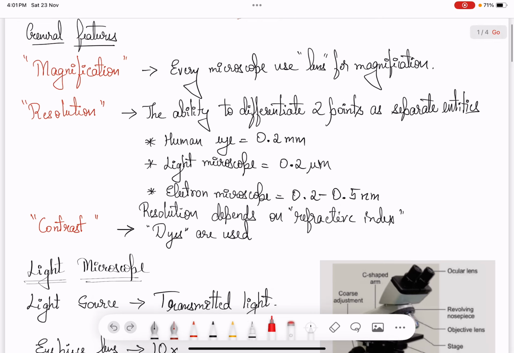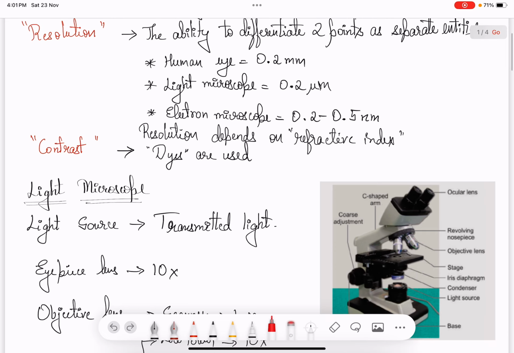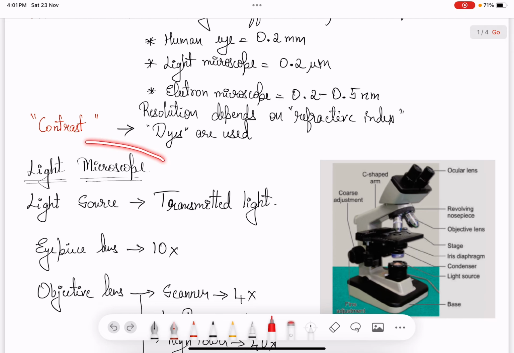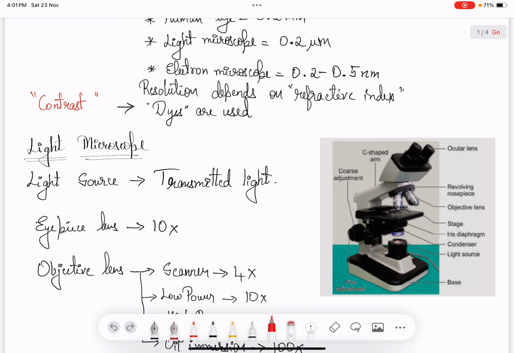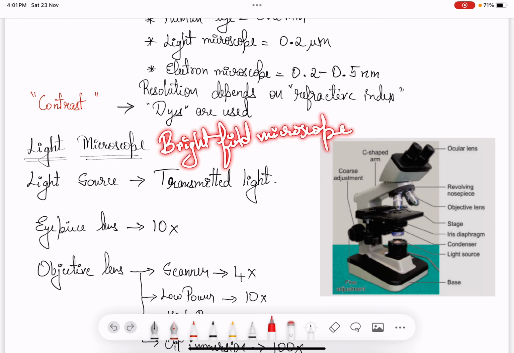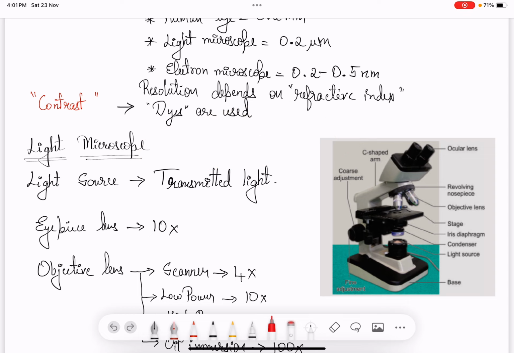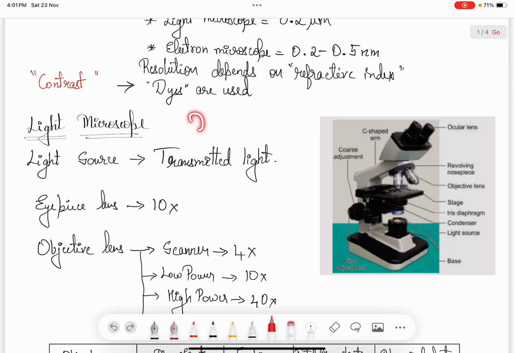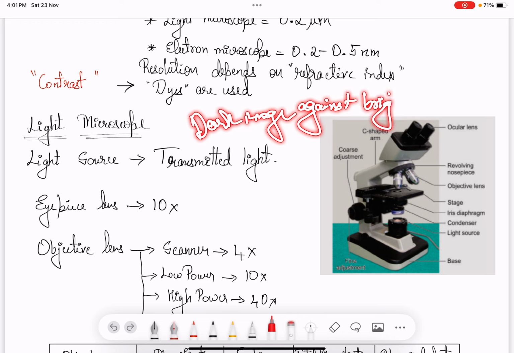Now we will discuss about the microscopes. The first basic microscope which we use is the light microscope, which we use even in our labs. So light microscope, which is also called as bright field microscope. What is its role? It forms a dark image against the bright background. So it is called bright field microscope.